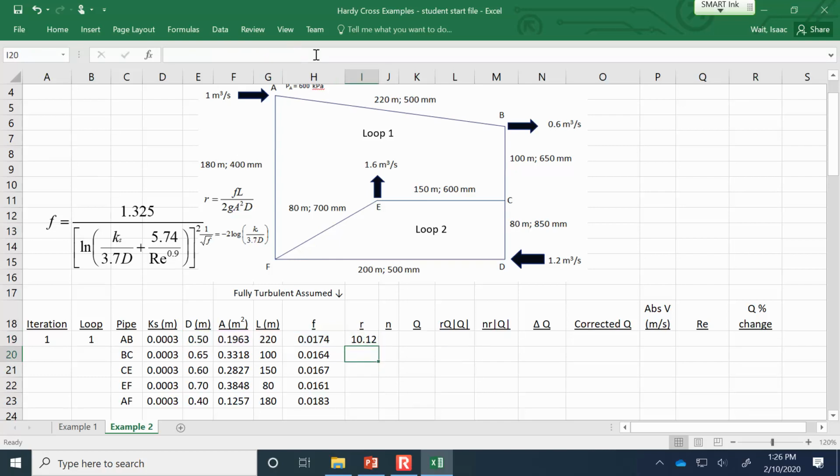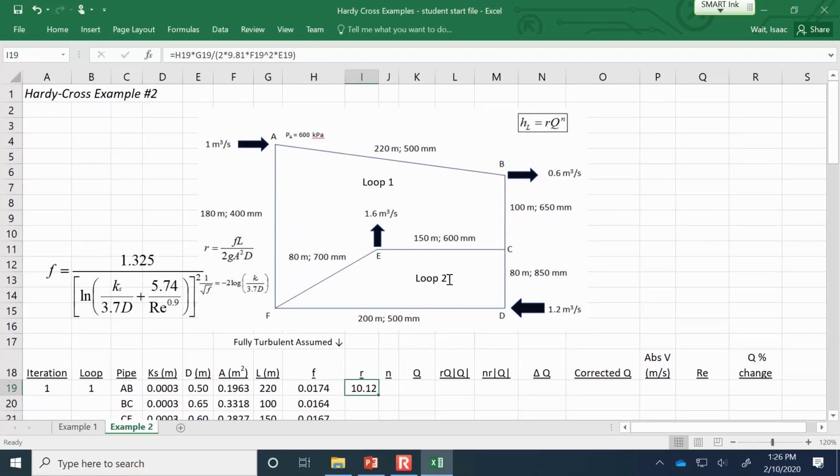So our R value for that first pipe should be 10.1. And what is R? Well, R is the coefficient that goes in front of this expression, and it's the Darcy-Weisbach equation. So it would tell you if you put the flow rate in cubic meters per second and square the flow rate and then multiply it by R, it would tell you the head loss in meters.